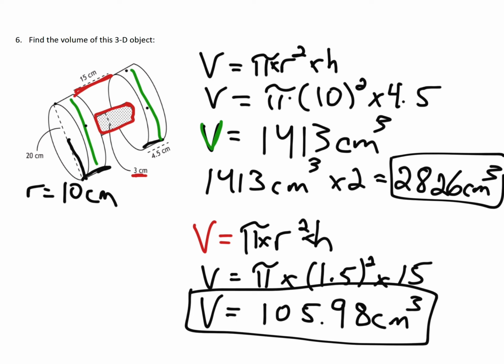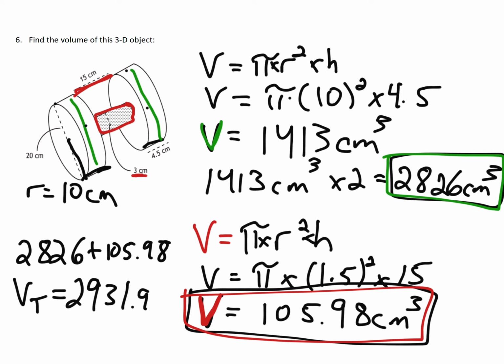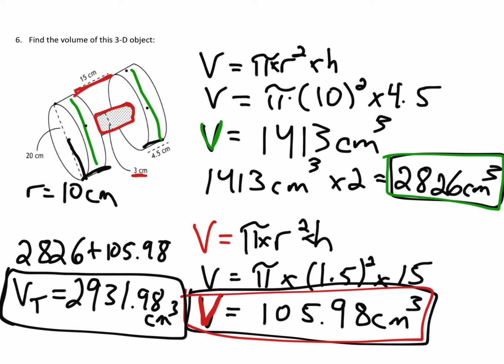So now we're just going to add the 2 volumes together. We'll call it the red volume and the green volume. Red volume's here, green volume is over here. Okay, so our total volume, 2,826 plus 105.98. Total volume is coming out to 2,931.98 centimeters cubed. Final answer.